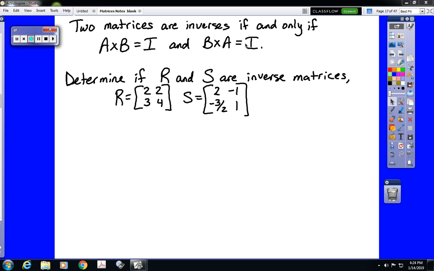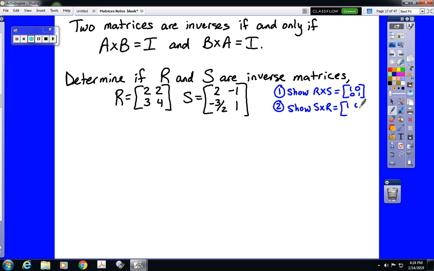So in this particular problem, we have to show two things in order to show that R and S are inverses. First, we have to show that R times S is the 2 by 2 identity matrix, which would be 1, 0, 0, 1. Then we have to show that S times R is the 2 by 2 identity matrix. Now, if at any point in time any entry in that problem does not match the identity matrix, the problem would be over and the answer would be no. Most common question I get is, what if we have a negative 1? Negative 1 isn't equal to 1. So that would be a no, and the problem would be over.